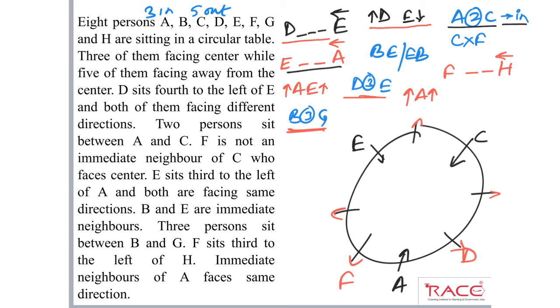Now B and E are neighbors. So I will place B here. So I will place G here. So B and G is also done. So we have A, B, C, D, E, F, G. So what is remaining? It remains H. So H I will place here. So you can see F is to the third left of H: first left, second left, third left. And this is our final arrangement.